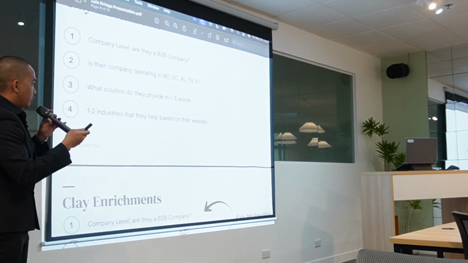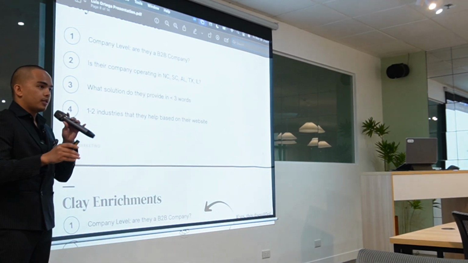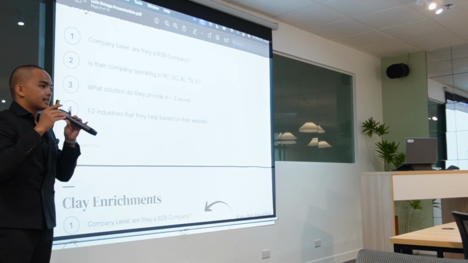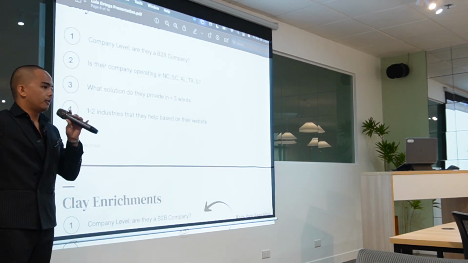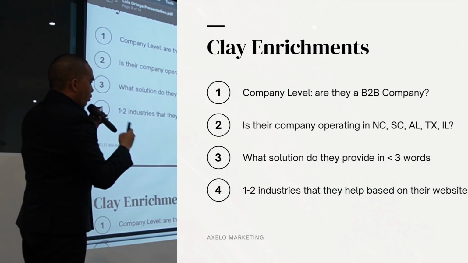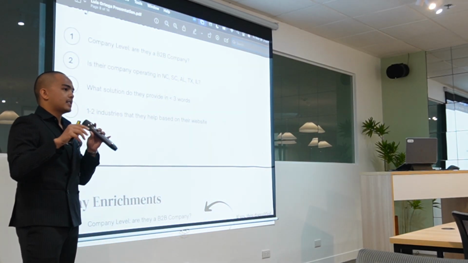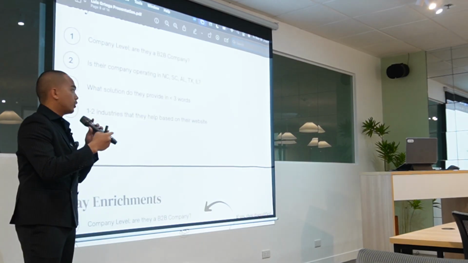So what I want to do here is try to demonstrate the solution you provide to me in less than 3 words in lowercase output, because in lowercase output, I'm gonna place it as part of the copy. And then lastly, give me 1 to 2 industries that they have helped based on their website. So the AI agent will go to their website, try to find similar industries. Do they have case studies? What industries are they in?